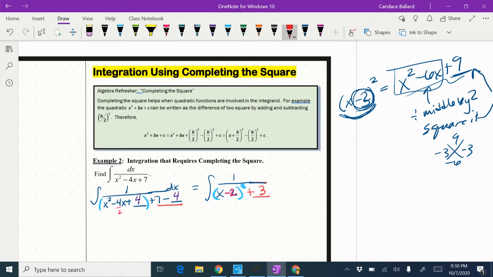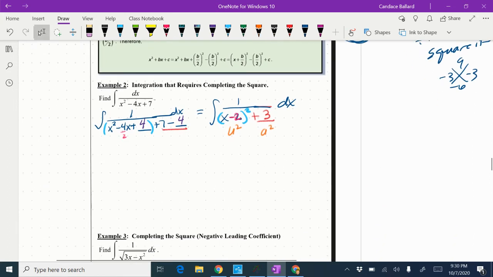That was just the algebra piece. So all I have to do here now is hopefully I recognize that this is one of my inverse trig functions. It's actually the arctangent. So u squared and a squared. So u is equal to x minus 2, and a is equal to the square root of 3. There's nothing fancy. There's no u substitutions because there's no coefficients in front of my x. So I'm just a really straightforward arctangent problem. So remember, arctangent's formula says 1 over a in the front, so square root of 3.